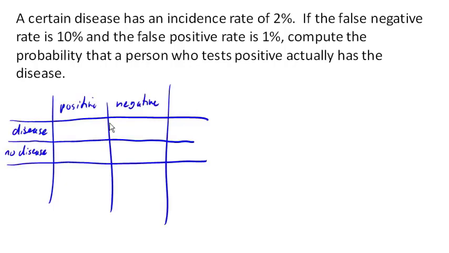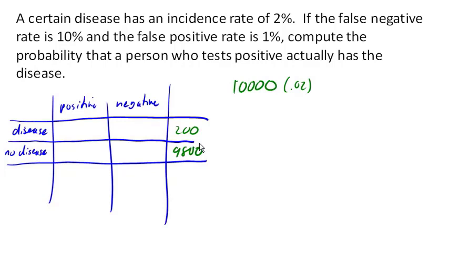So now we have positive, negative, disease, no disease. For simplicity, let's imagine that we have some nice round number of people. Let's go with something pretty big like 10,000, just to make sure our numbers work out okay. We have a 2% incidence rate, so out of these 10,000 people, 2% of them, or 200 of them, will have the disease. Meanwhile, the other 9,800 of them will not have the disease.